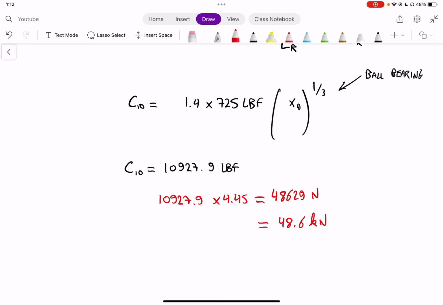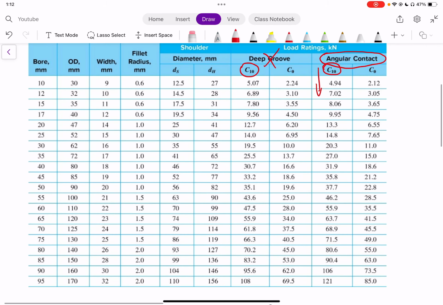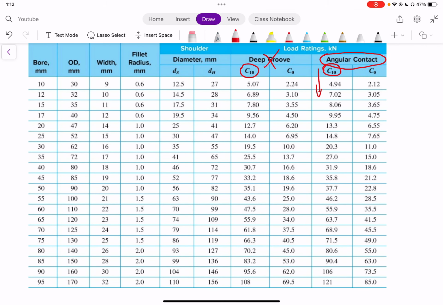Now, if we go to our catalog, we're going to see that we don't have an exact value of 48.6. So pause the video here and think about what we could do in terms of coming up with a value of C10 that is appropriate and choosing the right bearing. If we look at our table, these two bearings are very close, so I'll highlight the lines. It's these two lines that are very close to our value of 48.6 kilonewtons.